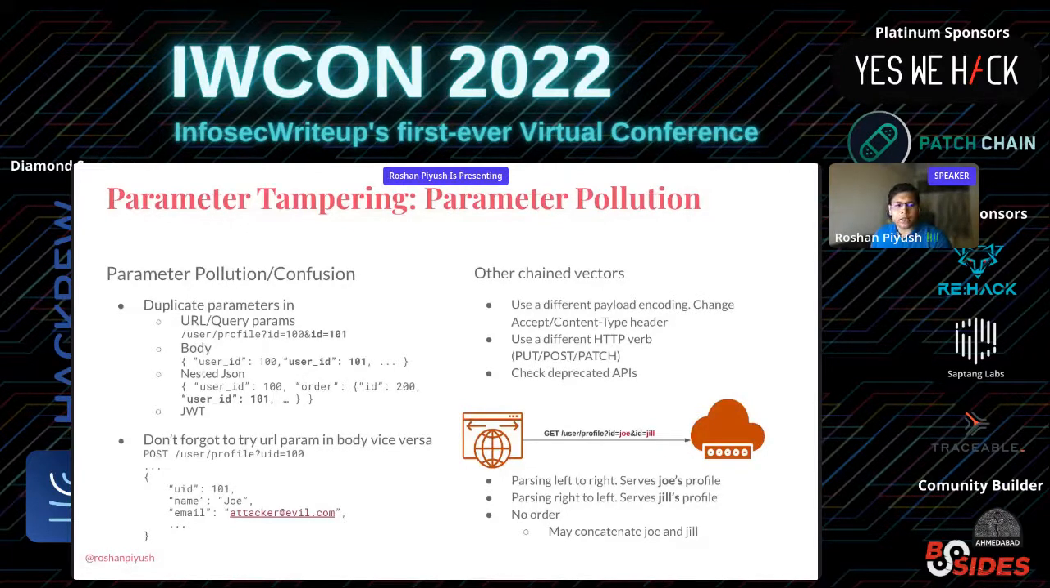And don't forget to try the URL param in the body for a param that is occurring in a header or in a URL. And also use chained attack vectors. Basically, if you have a payload, you can change the encoding of that and change the content type and try to send an XML or an x-www-form-urlencoded instead of a JSON, because many of the implementations handle all kinds of requests and responses. Also check for deprecated APIs.